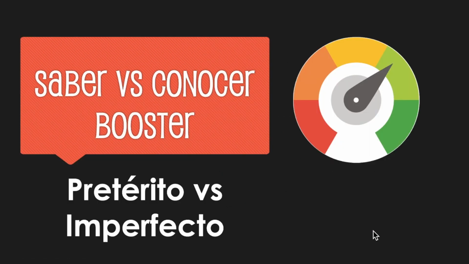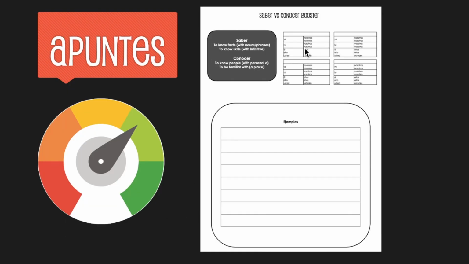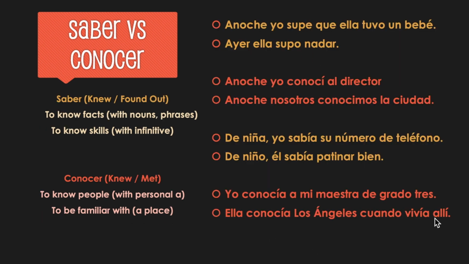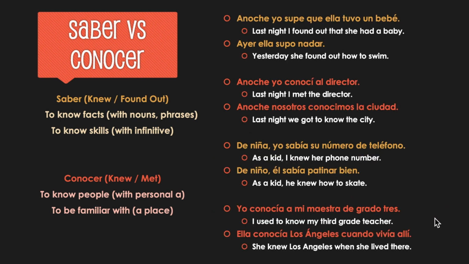Another type, saber versus conocer boosters. This, I think, is especially helpful for preterite and imperfect, where there are meaning changers. So there, you're going to have the general, what's the difference in definition, but then what are the conjugations? So we've got both preterite and imperfect conjugations for both verbs, and then samples of each verb in each tense fleshed out to see what that looks like.